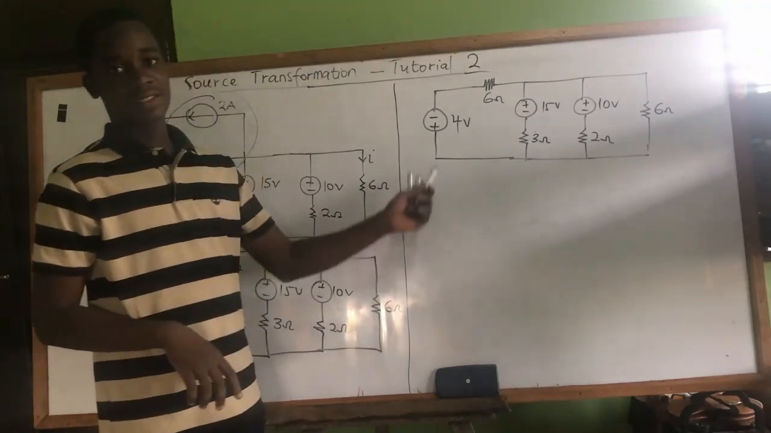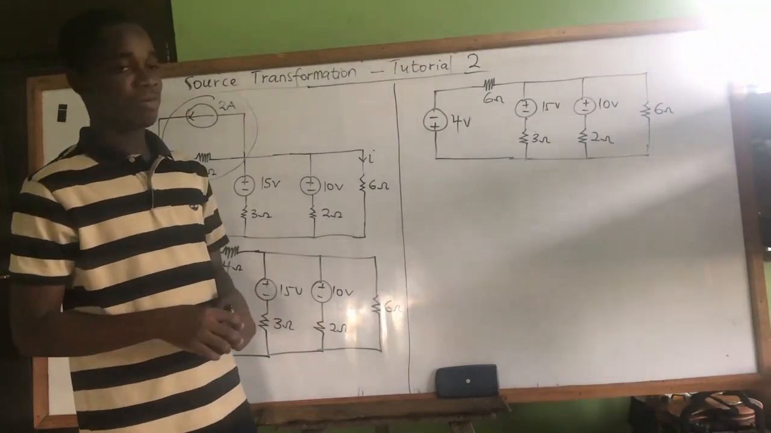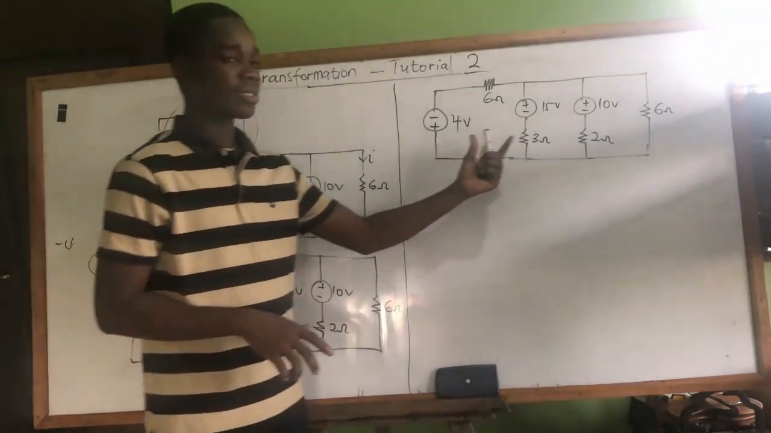Now we cannot add the voltage sources. Why? They are in parallel. Elements in parallel have the same voltage, so we can't get an equivalent voltage.